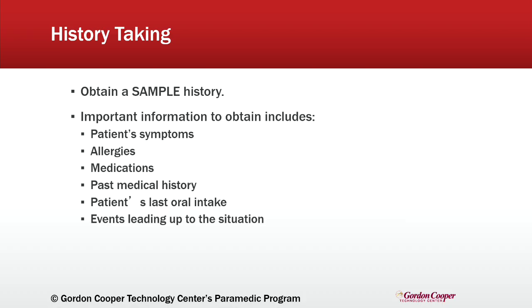Obtain a SAMPLE history from the patient, at least as best you can. Collect a medical history as soon as possible, in case the patient's consciousness changes. If the patient is unresponsive, you can gather that information from bystanders or family, potentially. Key information includes patient symptoms, allergies, medications, past medical history, last oral intake, and what events led up to this particular incident.